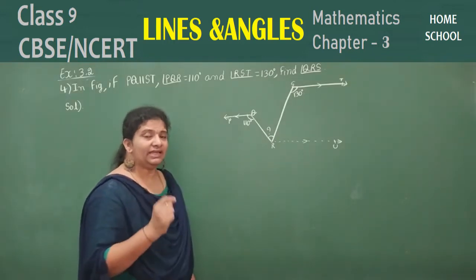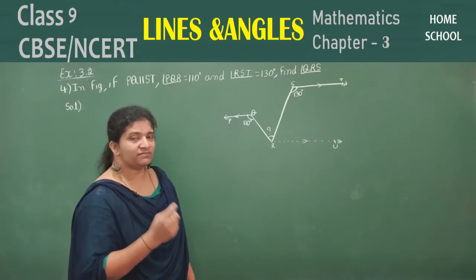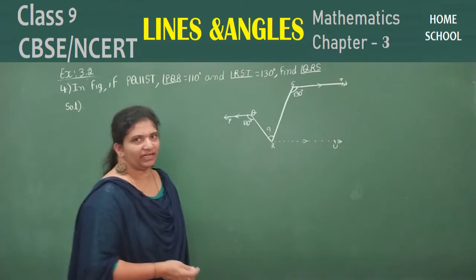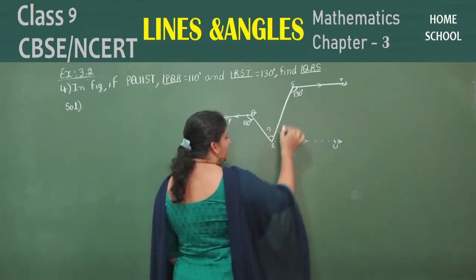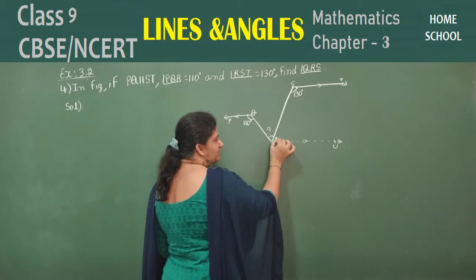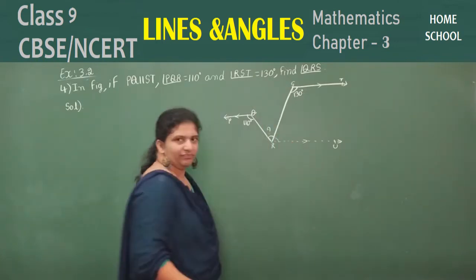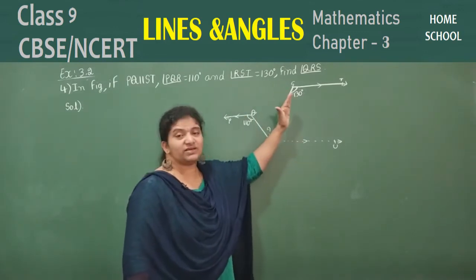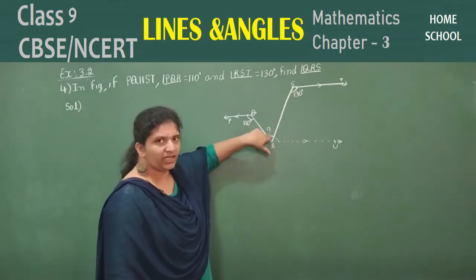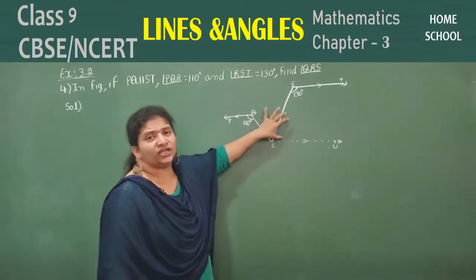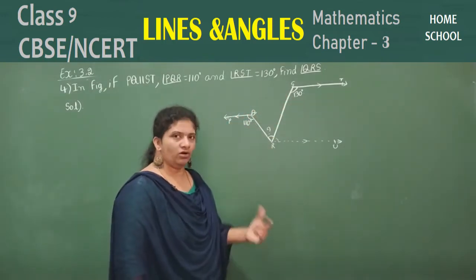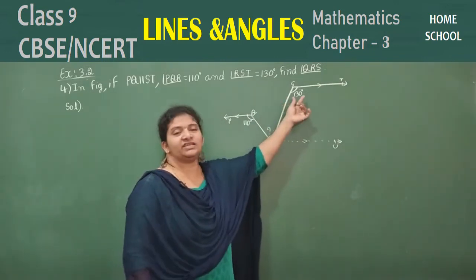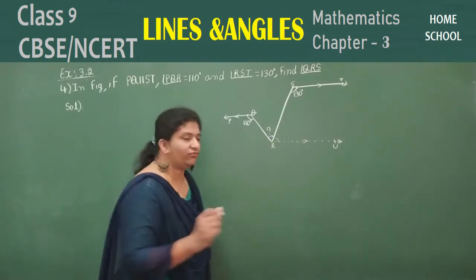In between two parallel lines, the interior angles on the same side of a transversal sum to supplementary. That makes 130 degree plus this angle, only this angle children, is equal to 180. Right? 130 plus what, you'll get 180. So in 180 you subtract 130, you are going to get 50 degree.